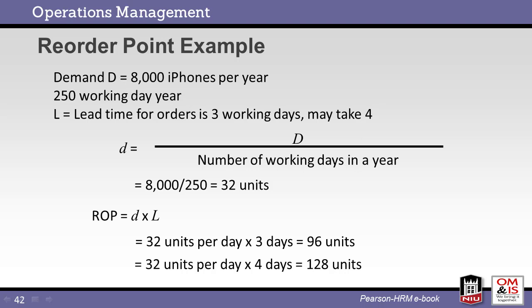Applying the reorder point analysis to an example, we start by defining the problem and identifying the values of the variables. Given an annual demand of 8,000 phones over 250 working days per year, we can calculate the reorder point if we have a lead time of 3 or 4 days. For 3 days, we find a reorder point of 96 units, while a lead time of 4 days gives us 128 units. This ends our look at the economic order quantity model.